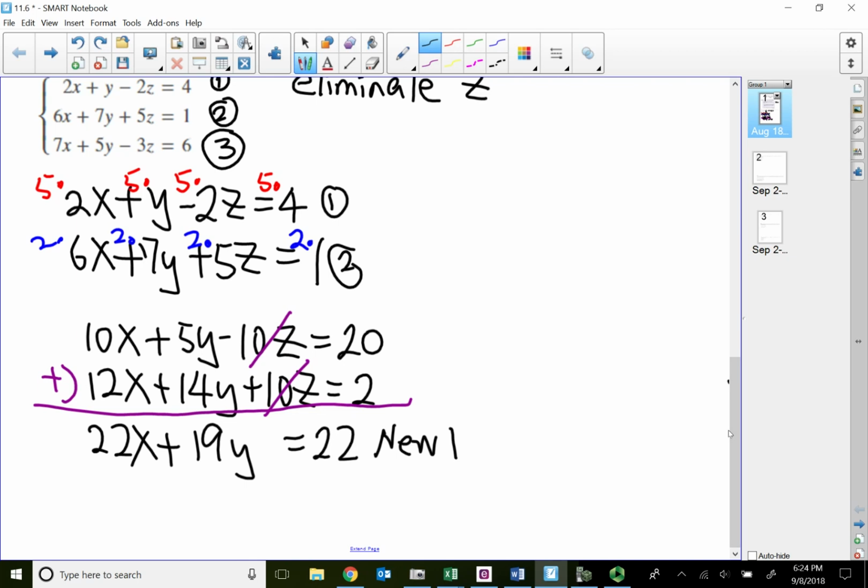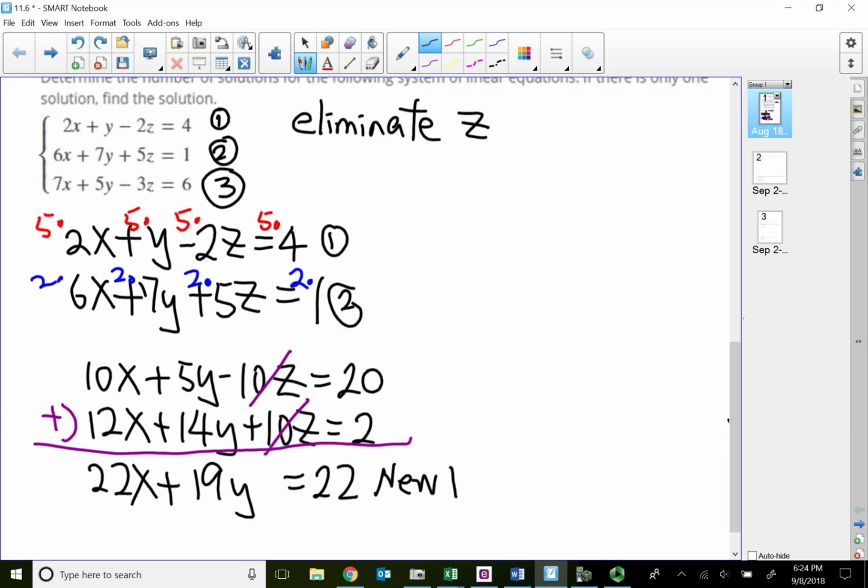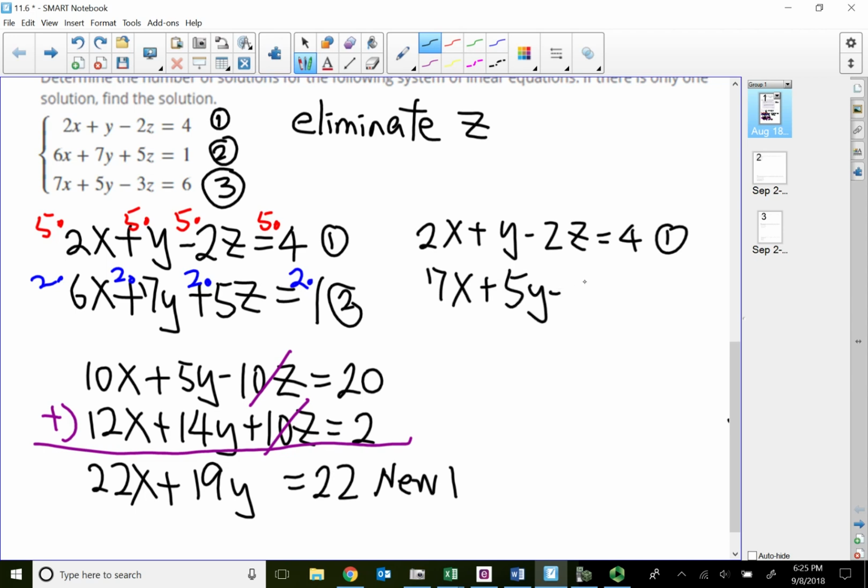So now I'm going to pick 2 other equations so I can eliminate z. The reason why I have to do everything over again is because in order to solve for 2 variables, I have to get 2 equations. So this time I'm going to pick the first and the third. First equation is 2x plus y minus 2z equal to 4. I'm going to pick my third one, 7x plus 5y minus 3z equal to 6.